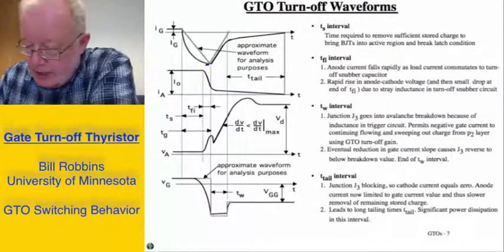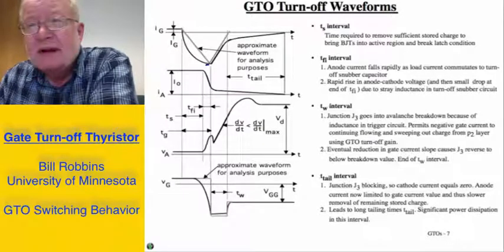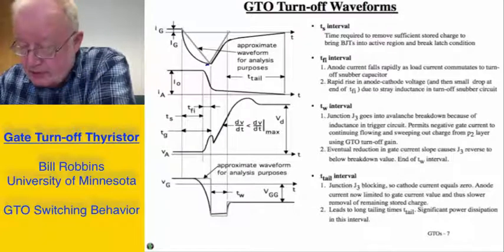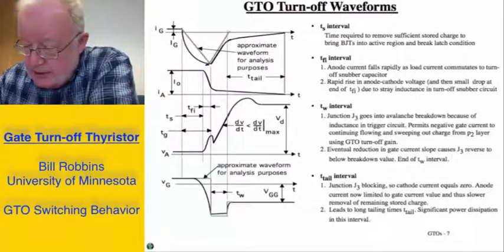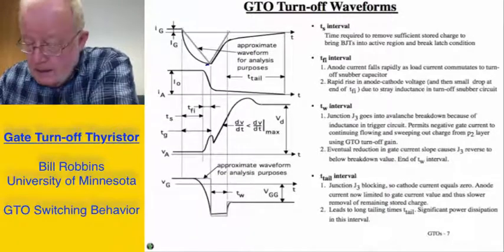There's a turn-off delay time, T sub S, or storage time, before the anode current begins to drop, and that's the amount of time it takes to pull all the excess charge out of those two transistors until one of them enters the active region from saturation. There is then a fairly rapid drop in the anode current as the current gets commutated from the GTO to the capacitance of the turn-off snubber.